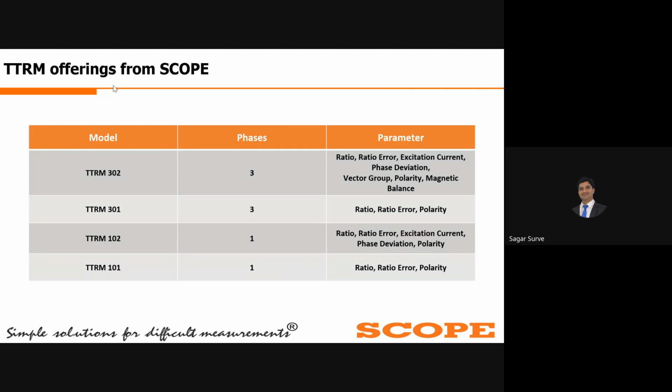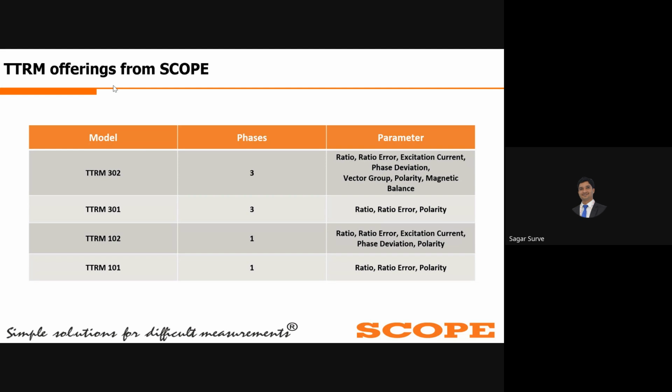Now we come towards the various transformer turns ratio measurement instruments offered by Scope. Scope is offering four types of transformer turns measurement instruments: TTRM 302, TTRM 301, 102, and 101. The 302 and 301 are three-phase instruments which can be directly connected to all three phases of the three-phase transformer, and can conduct the ratio test or magnetic balance test of all three phases.